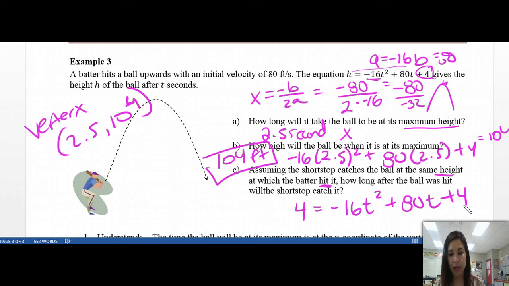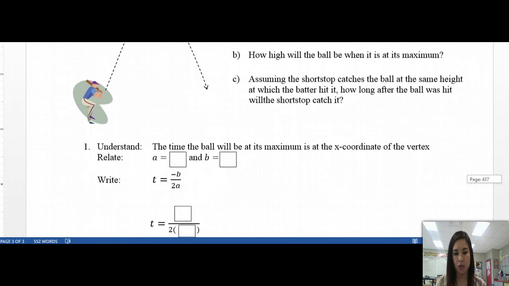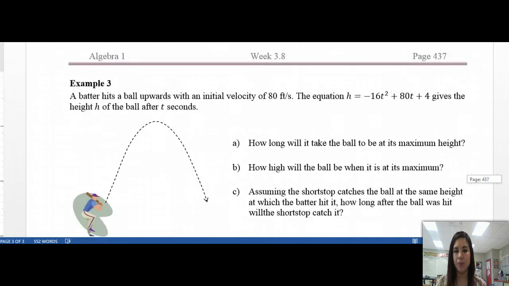And I'm going to try and see for what x is y equal to 4. So I'm going to go down my table, and I see at 0 it's at 4, because that's where it starts. And if I go down, down, down, down, down on my table, I see that at 5, it is also at 4. So at 5 seconds, it's going to go down to 4 feet. Let's see if there's any other questions they're asking us. Nope. That's it, guys.